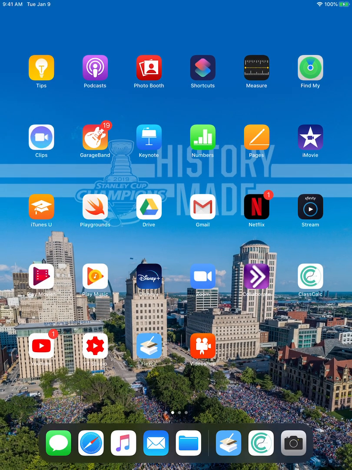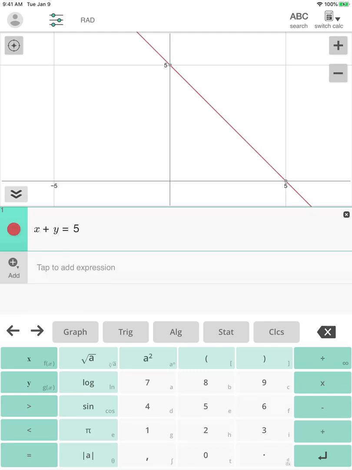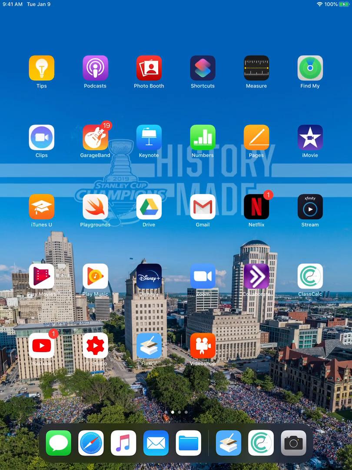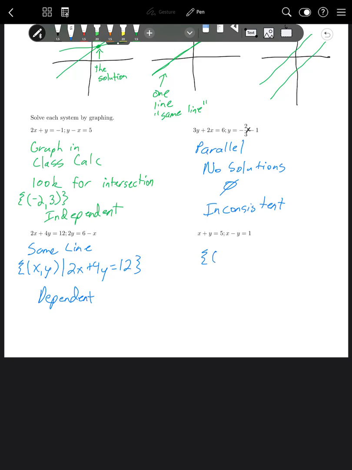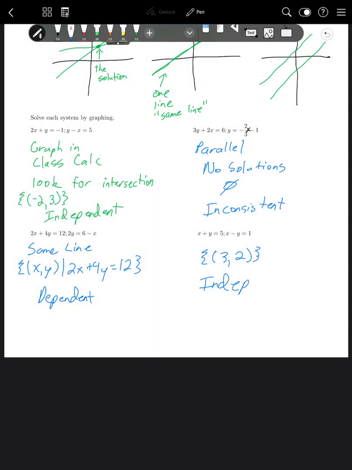And then if you graph the last one, we can see that this solution is 3 comma 2, which is an independent system. Okay, so that's the idea of what we're looking at here.